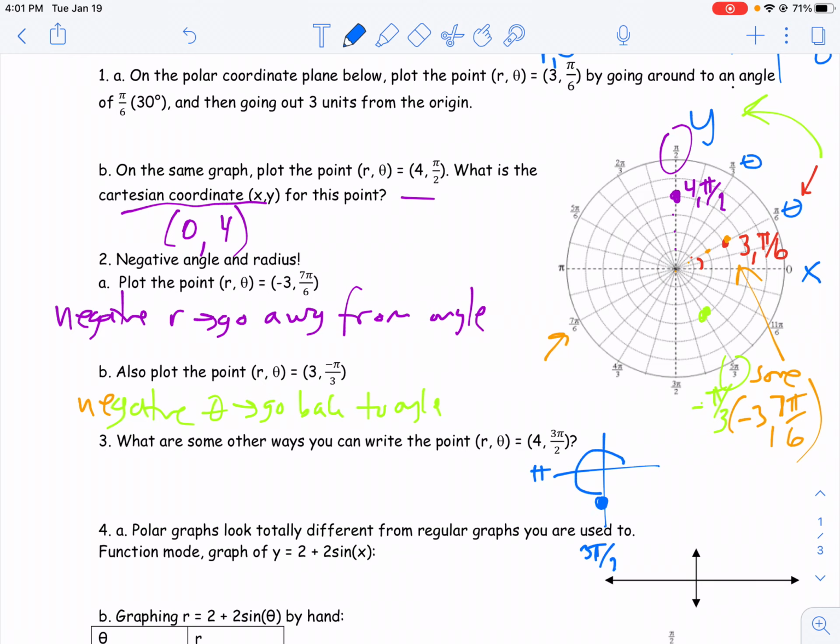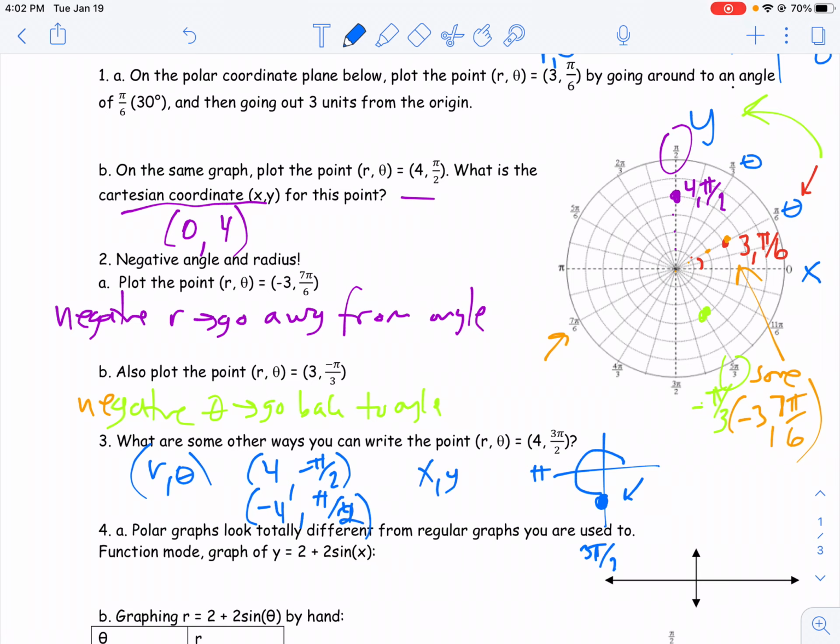Now, you could also write this as saying, instead of going to 3 pi over 2, what if I just went backwards the other direction? So what if I went to negative pi over 2 and then I went out 4 units? Or maybe I just went to pi over 2, but then instead of going positive 4, I went negative 4 away from pi over 2. And if you plot those points, you'll see those are just different ways to represent that point.